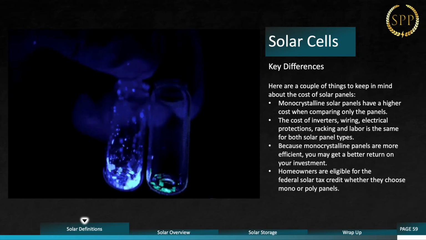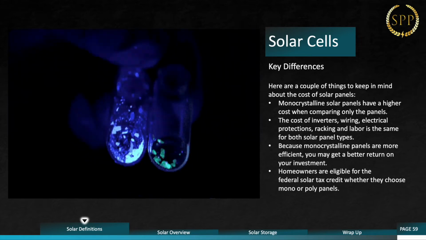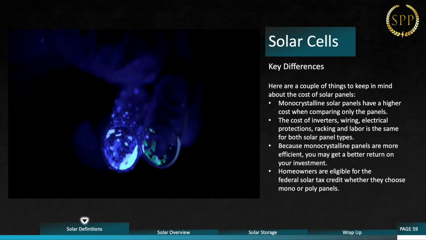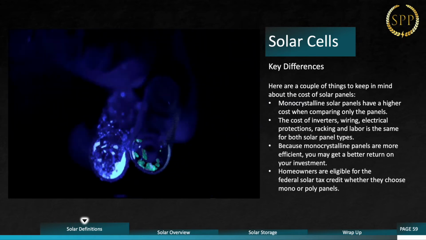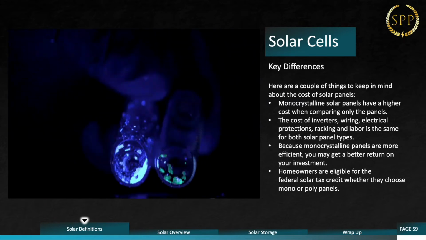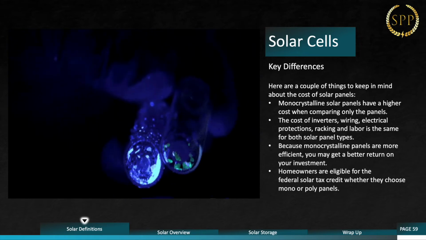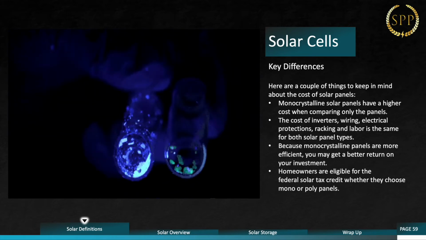Because monocrystalline panels are more efficient, you'll get a better return on your investment. Now, homeowners will be eligible for the federal tax credits whether they choose mono or poly panels. It doesn't matter which type of panels they have. It's based off of solar, not the type of solar panels they get. That's important because we do hear some companies nowadays say that they have to have a specific type of panel. That's not true. They're just trying to make sure that they can get the business.